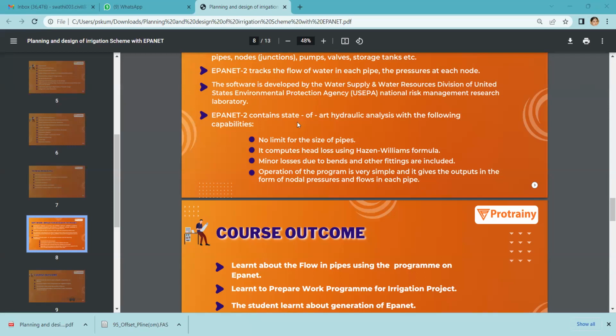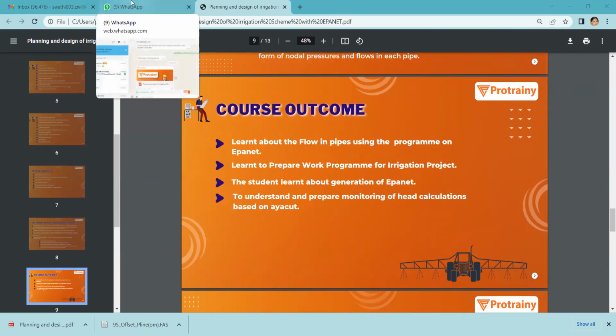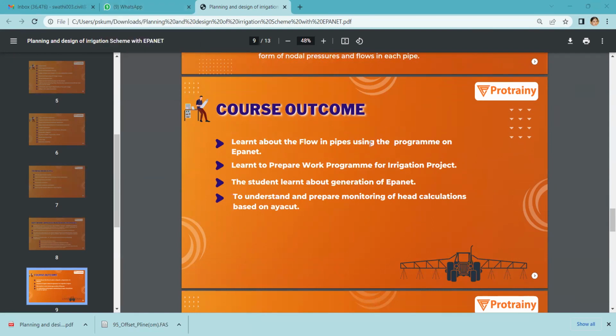These are the outputs. What are the course outcomes? Learn about the flow in pipes using the program EPANET: how much flow will be available and how much flow in each direction. These are the course outcomes. Next is to learn to prepare a work program for an irrigation project: how to work on an irrigation project, how EPANET is useful, and how much output will be available on the irrigation project.